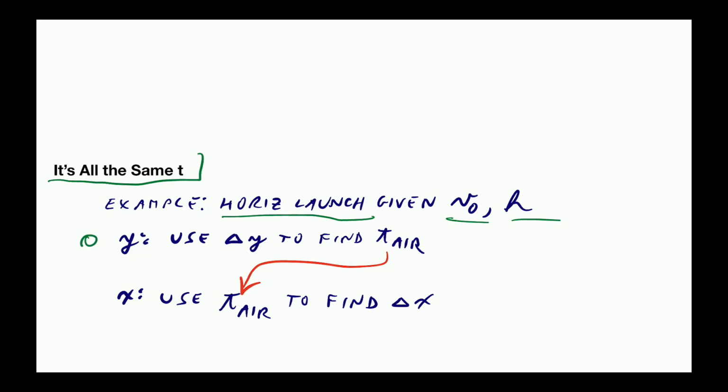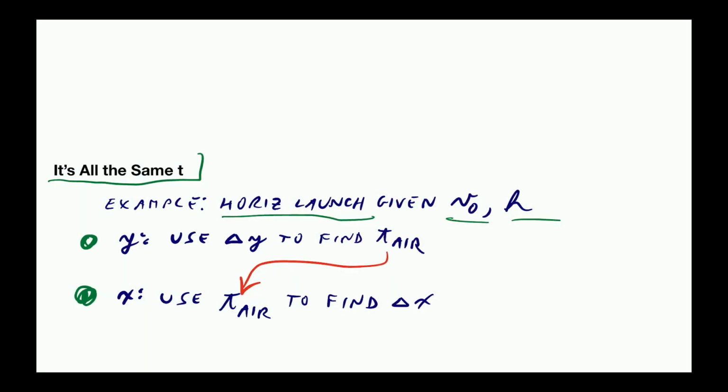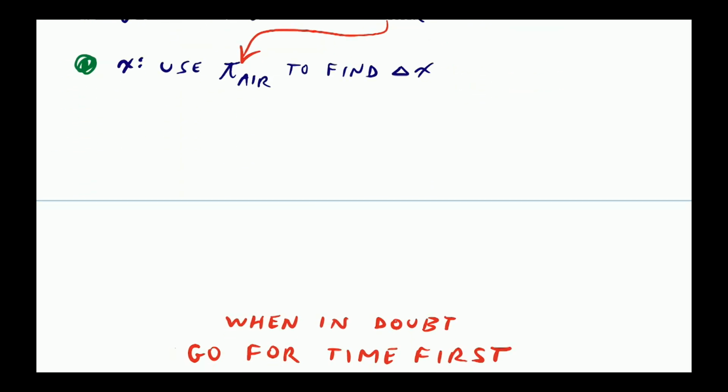First you do the Y, and you can find time in air for that, and then you do the X, and you can find delta X, the range. And what you can see in the slide here is that the time in air is the same in both, right? So you use one to get time in air, then you work your way through to find delta X. You use one result to find the other.